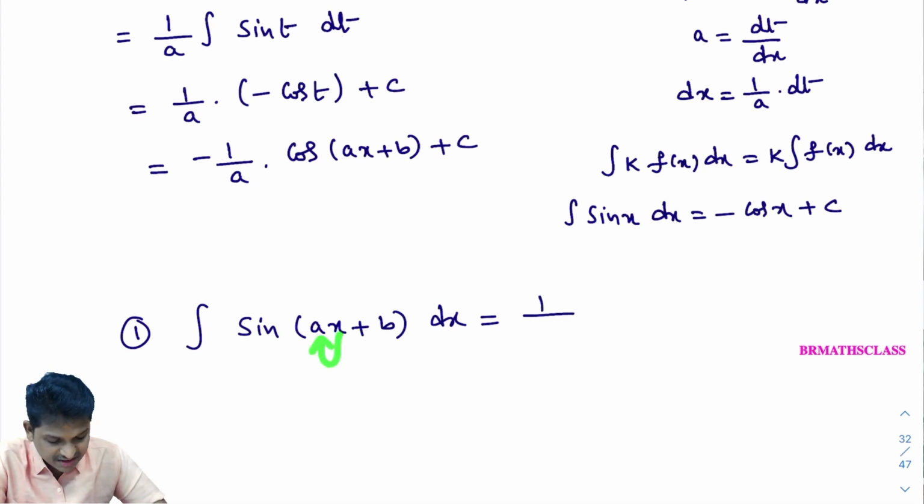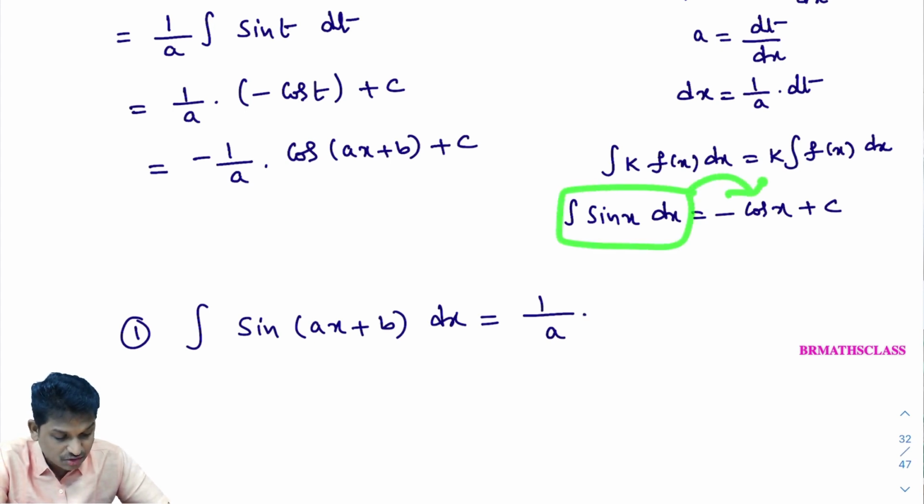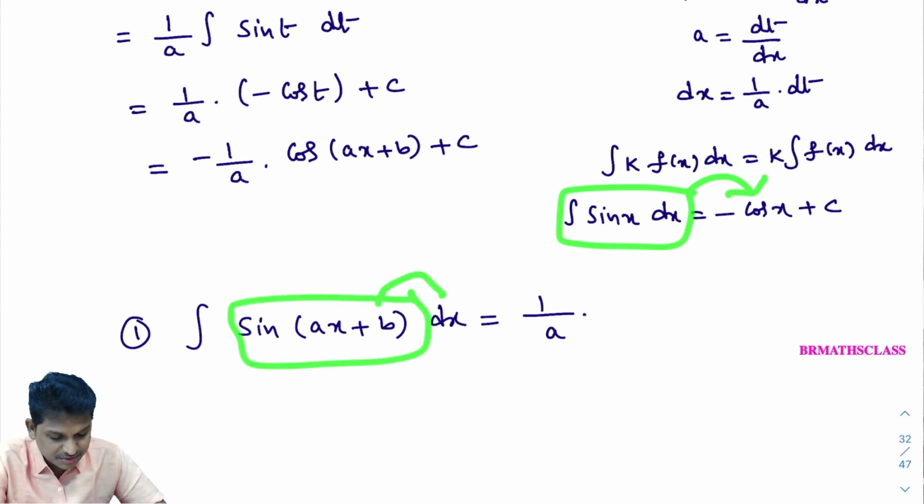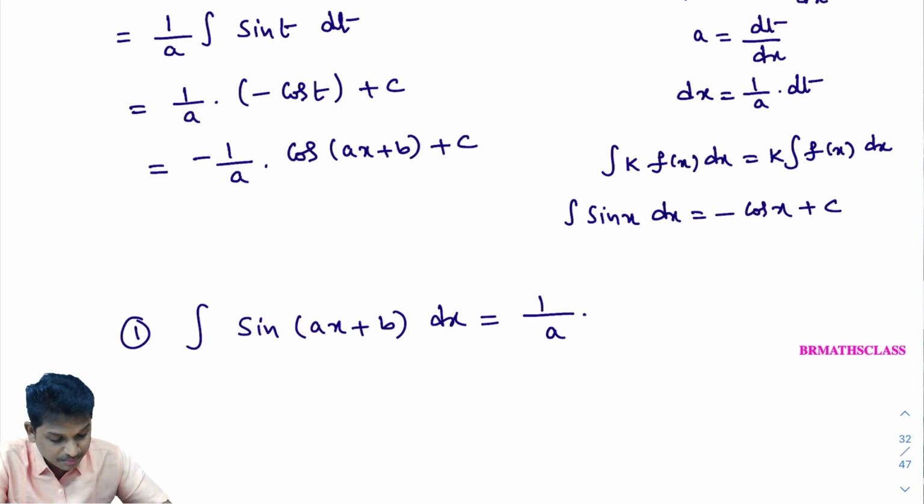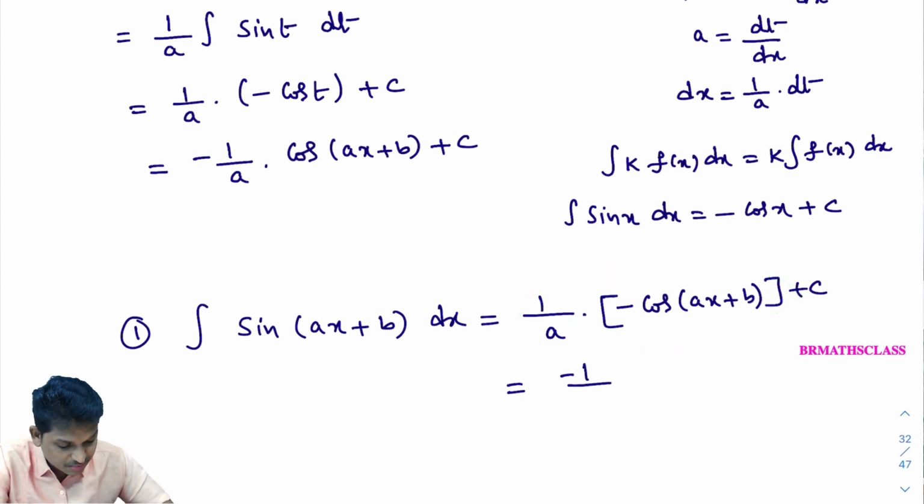What is the x coefficient here? The x coefficient is a. 1 by a into, as you know, integral of sin x dx is minus cos x plus c. Here also, integral of sine of ax plus b dx, you will write it as minus cos of ax plus b plus c. Now, one simplification step. You just multiply these two things. You will get minus 1 by a into cos of ax plus b plus c.